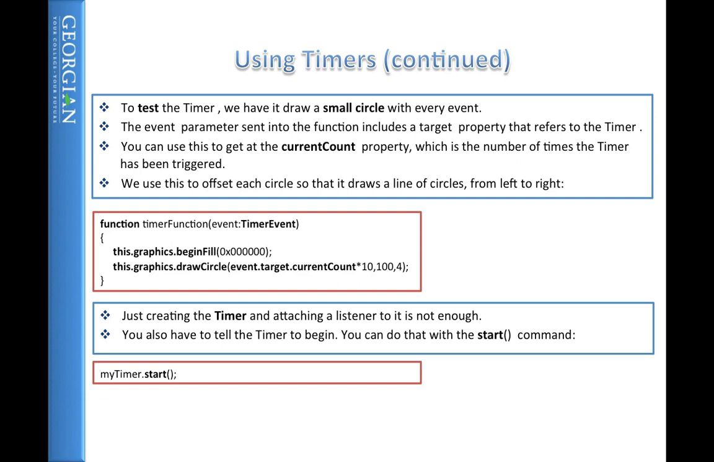It's going to draw a new circle across the screen every second, right? And the radius is going to be 4, so little tiny circles. Then to kick it off, I have to use the start method to start the timer, or else it won't start. So there's 3 components.